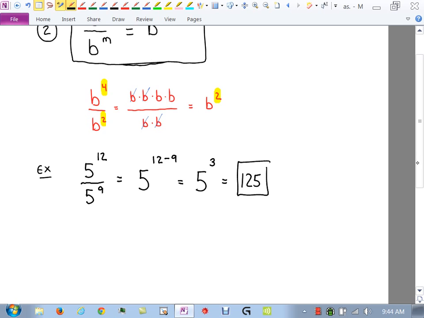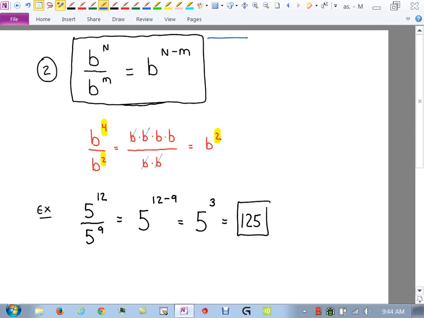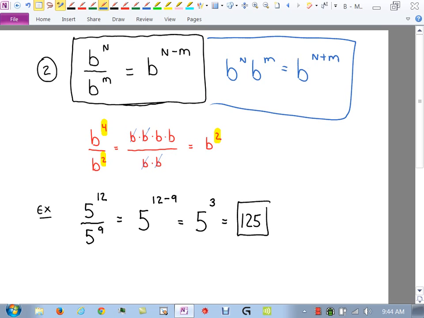If you look at the two properties we have so far, right next to each other, the one on the right says if you have b to the n and b to the m and you multiply them, all you have to do is add the exponents up. This one says if you have the same thing, b to the n and b to the m, but instead of multiplying them, you divide them, you subtract the exponents. So one of them you add, one of them you subtract. Multiplication, add, division, subtract. Okay? One more example of this.